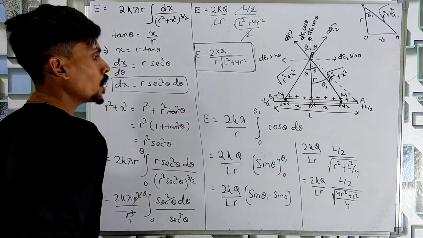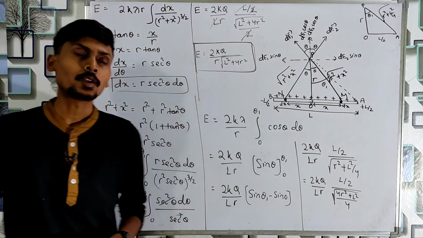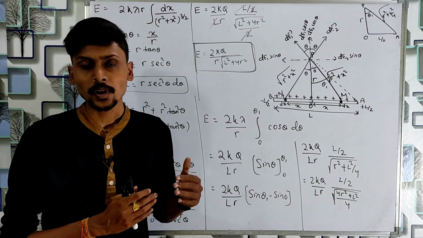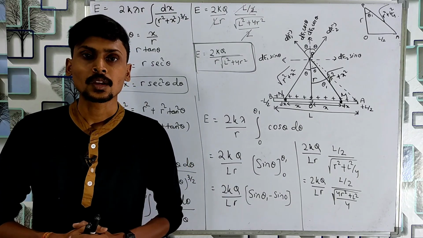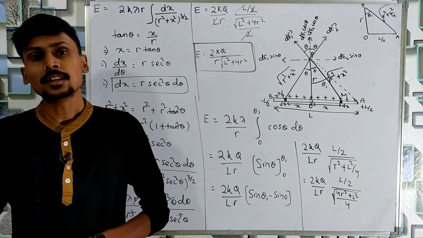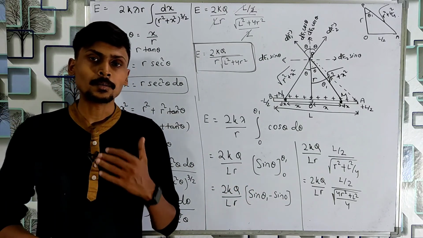So students, in this way you can find the electric field due to a uniformly charged finite wire at its axial point and at its equatorial point. Hopefully you have understood all the derivation, and in the next class I will come with more problems.